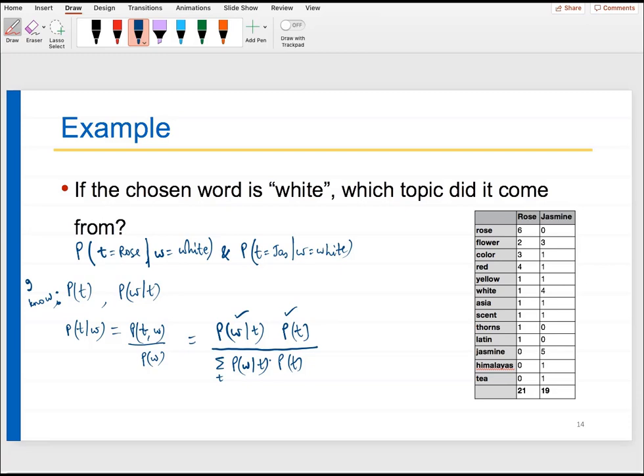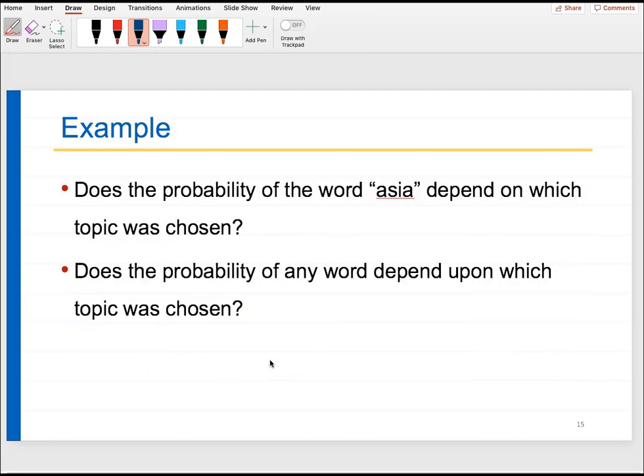Anybody has any questions, any problem if I leave it at this? Okay. So, does the probability of the word Asia depend on which topic was chosen? Does the probability of getting the word Asia depend on which topic was chosen? Table.